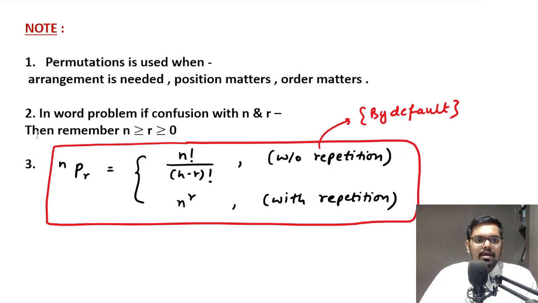The second keynote is in word problems, if you have confusion between n and r, the only thing you have to make sure is n should be greater than or equal to r. The value sitting at top should be the top value, the value sitting at bottom should be the bottom value. So n should be on top compared to bottom. And both of them should be greater than or equal to 0. Negatives are not allowed. Understood? Even fractions are not allowed. They should be integers only.